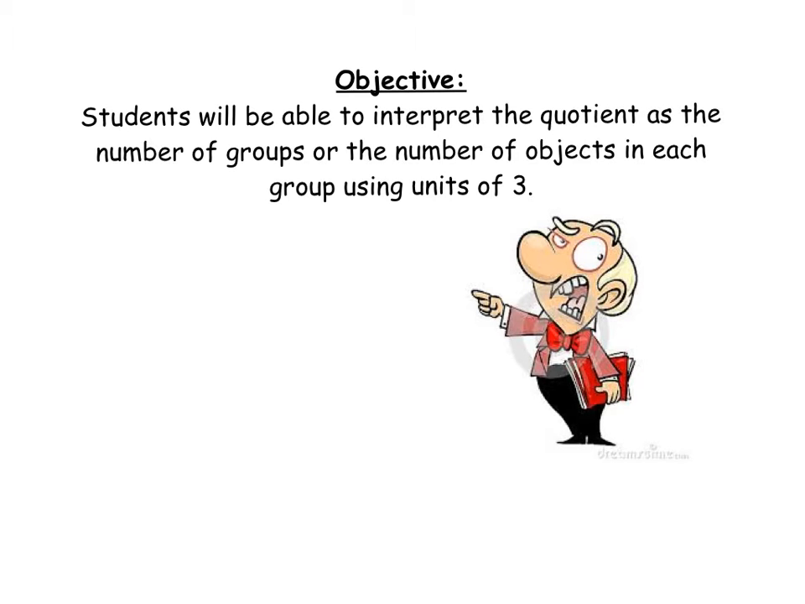Hi guys! In today's lesson, you will be able to interpret the quotient as the number of groups or the number of objects in each group using units of 3. So let's go ahead and take a look at that first problem.